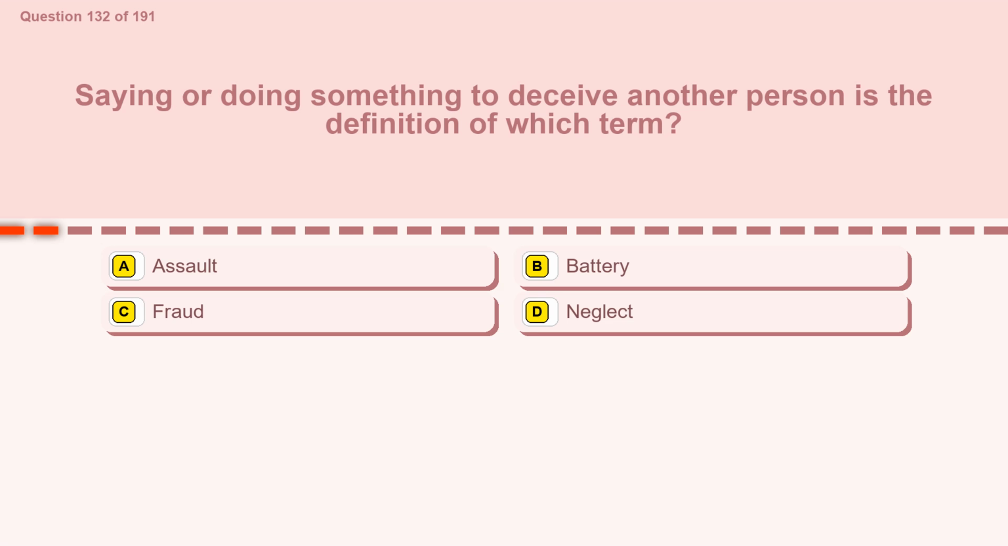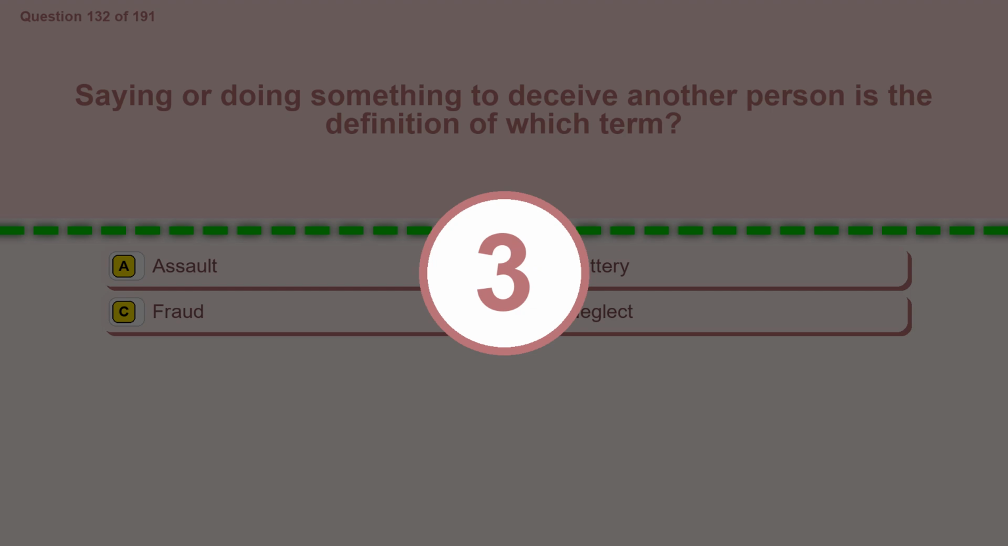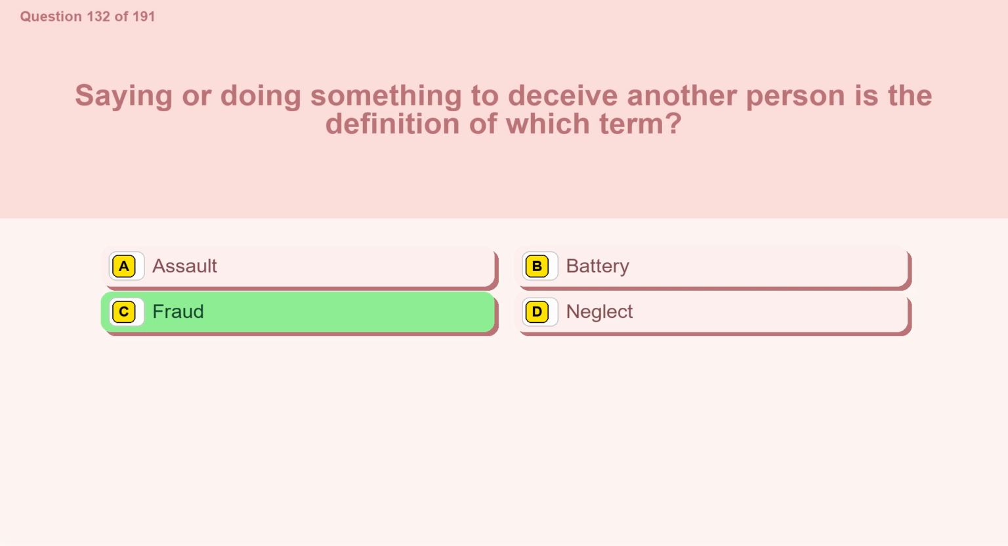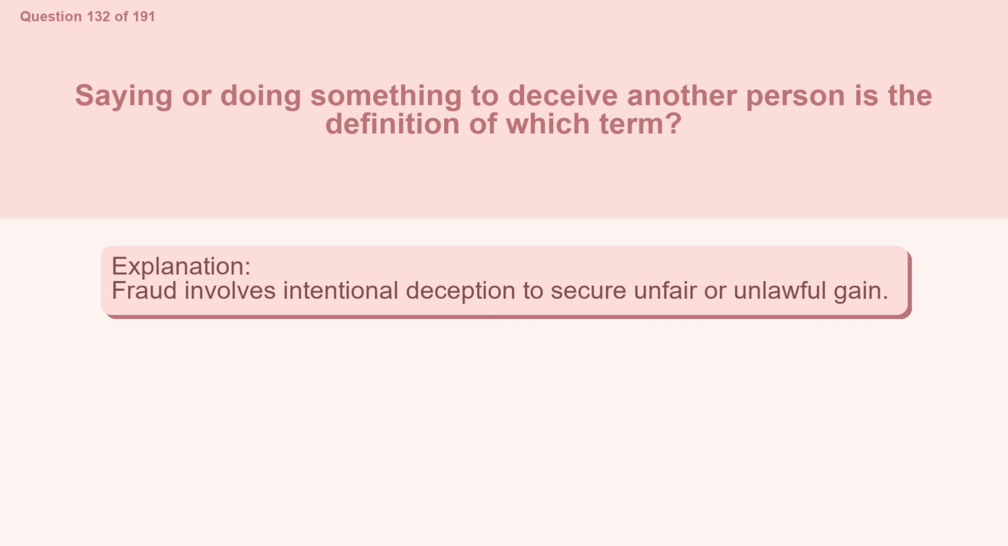Question 132. Saying or doing something to deceive another person is the definition of which term? Option A, assault. Option B, battery. Option C, fraud. Option D, neglect. The correct answer is option C, fraud. Fraud involves intentional deception to secure unfair or unlawful gain.